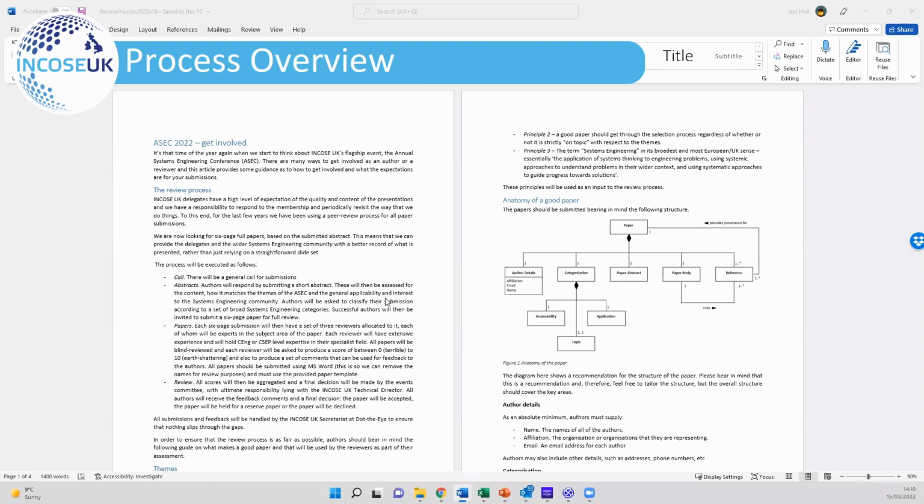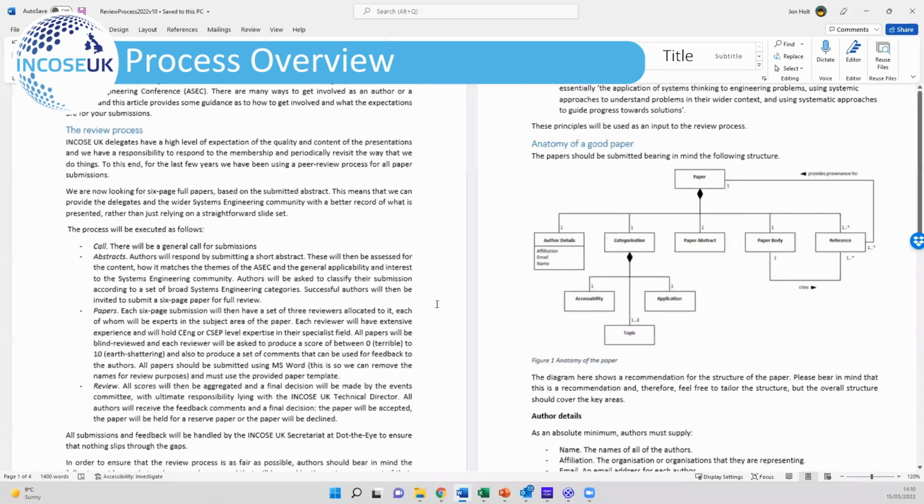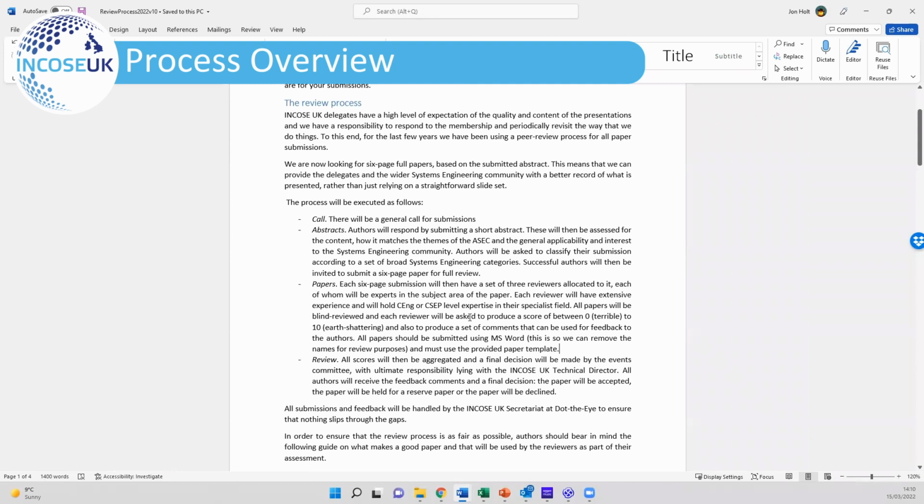So the thing I want to focus on to begin with is the general order of things. We can see here on this page, basically, we've had the call that went out a week or so ago, and authors respond by submitting a short abstract. The abstract, generally speaking, as long as you stick to the criteria of between 200 and 300 words, and it is related to systems engineering, you will be invited to submit a full paper. There aren't many abstracts that actually get rejected at that level, so it's really just a filter to make sure that they're appropriate for the conference, to be quite honest. So the vast majority of the abstracts get in.